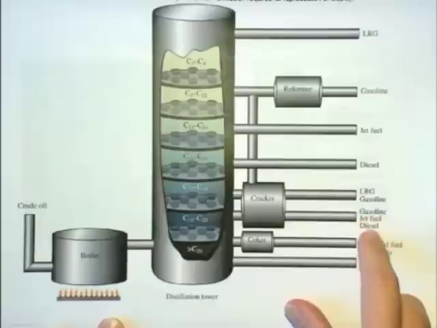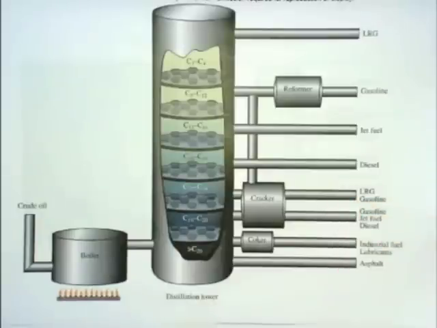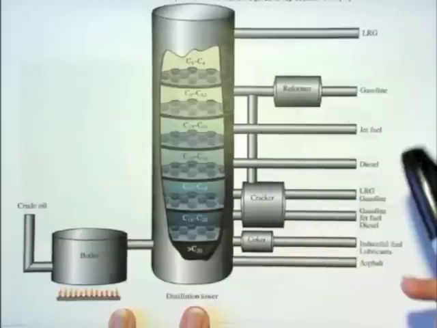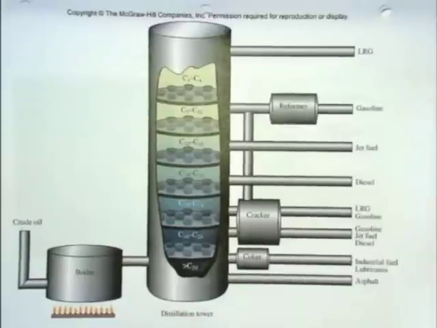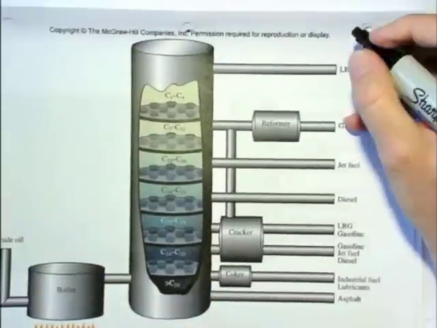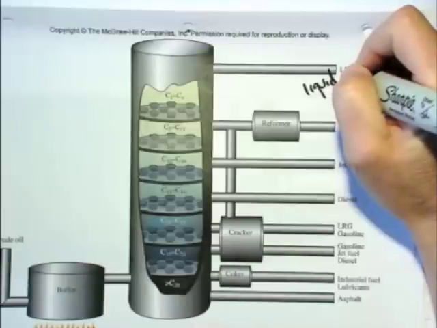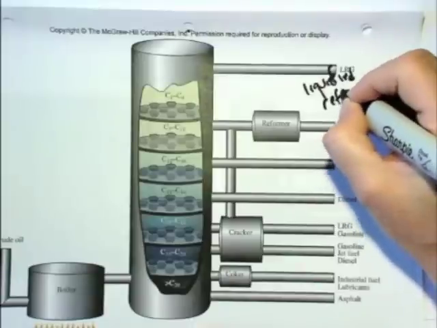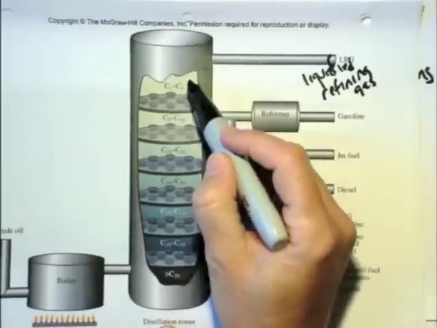gasoline, jet fuel, diesel, LRG gasoline. LRG stands for liquefied refined gas. All right, that's going to come down. Then they're going to move up to the gasoline part. Then you can have diesel, jet fuel, gasoline, and LRG. LRG is liquefied refining gas. See, what it is, the top is C1 through C4.